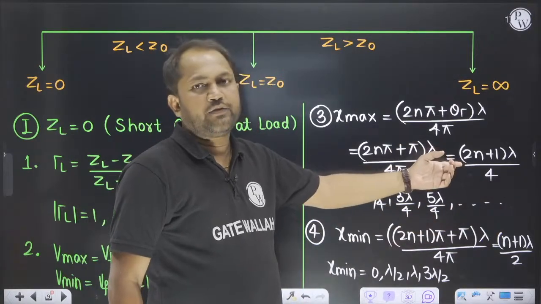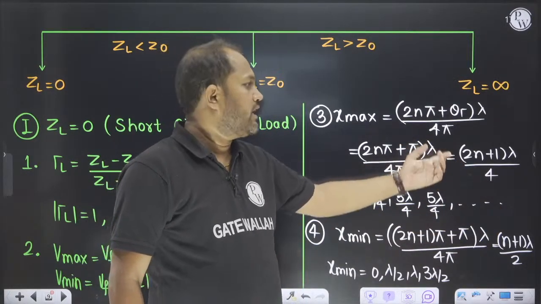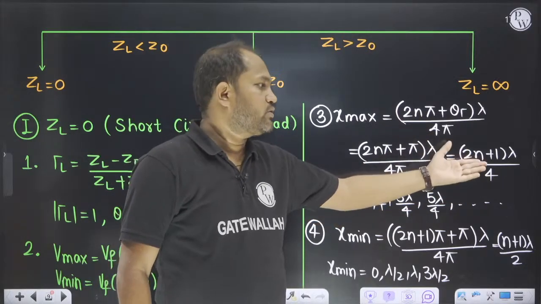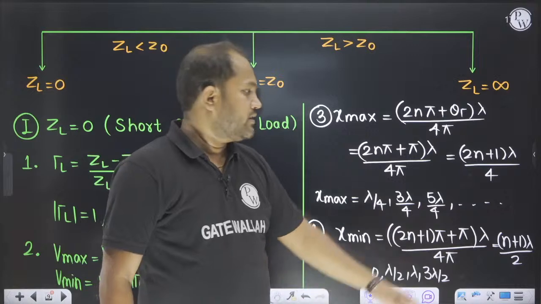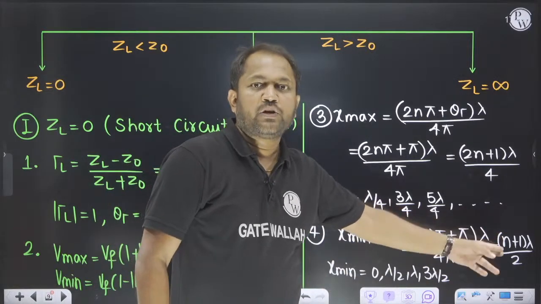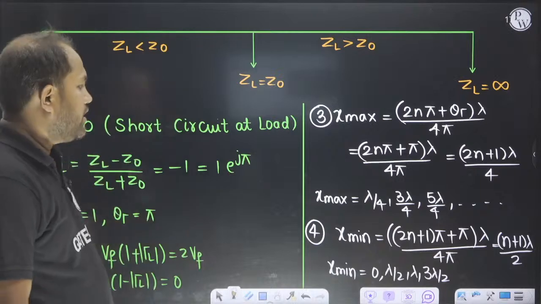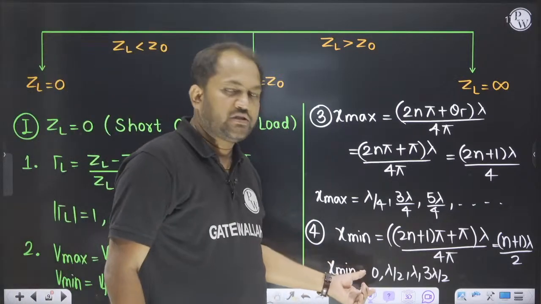For this one, if I take n is equal to -1, it will be minus lambda by 4 and X should not be negative. So -1 I cannot take here, but here I can take -1 because it will be 0, and 0 we can take because 0 means load. So X is equal to 0 means load.